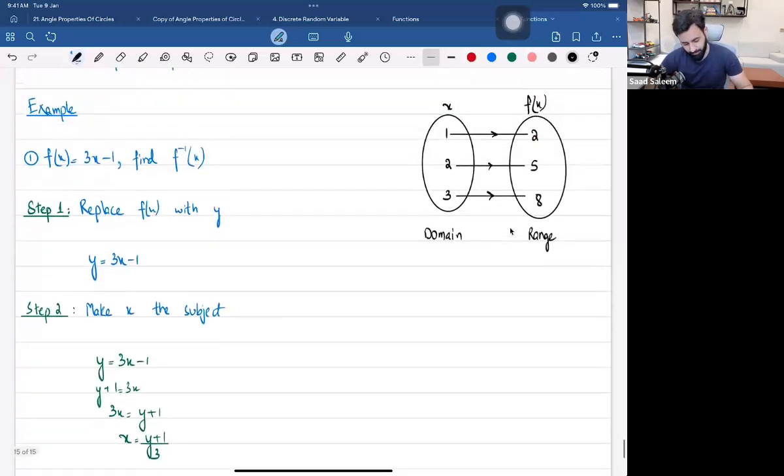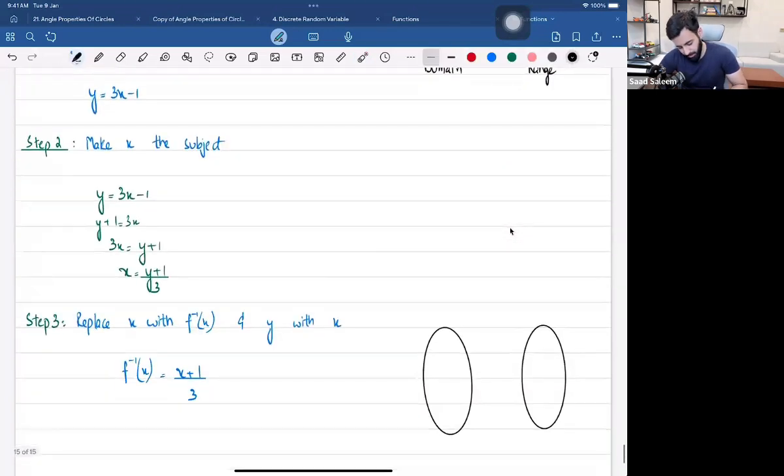So now I'm going to plug in the output values. I'm going to plug in 2, 5, 8 in place of x. So let's plug in 2, let's plug in 5, let's plug in 8. And then notice what happens. Notice what f inverse of x is equal to.